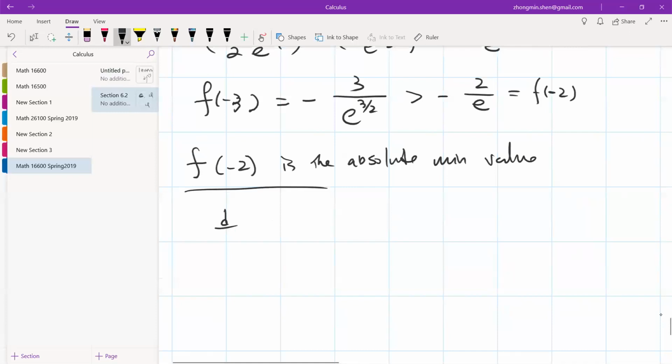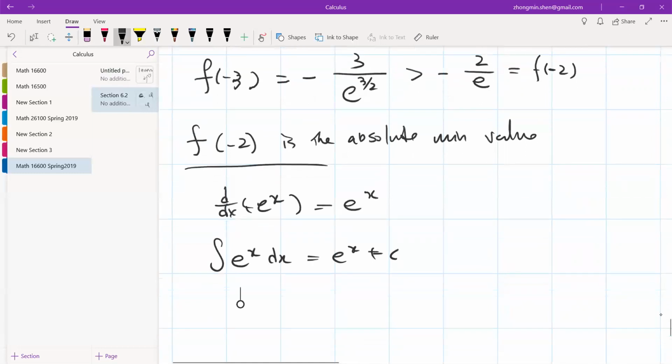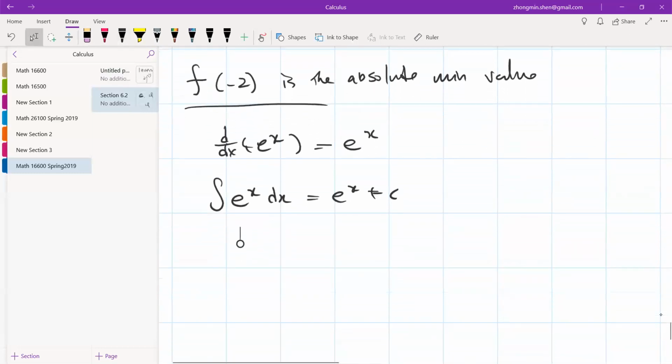Since the derivative of this function is itself, the integral of this function is going to be e to the x plus constant c, right? So there are a bunch of problems here where you have to look at the integral.